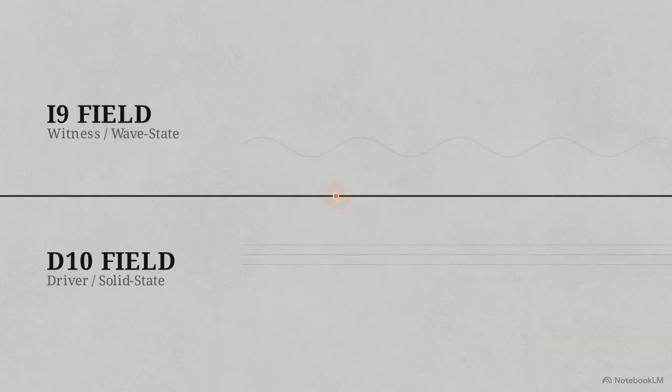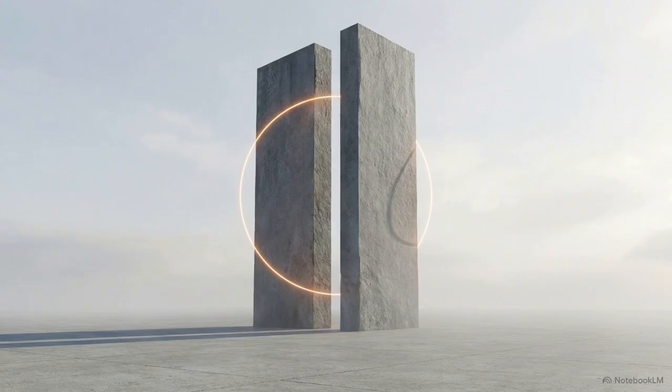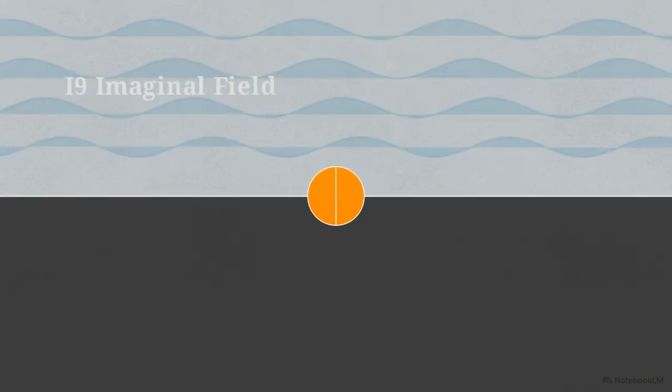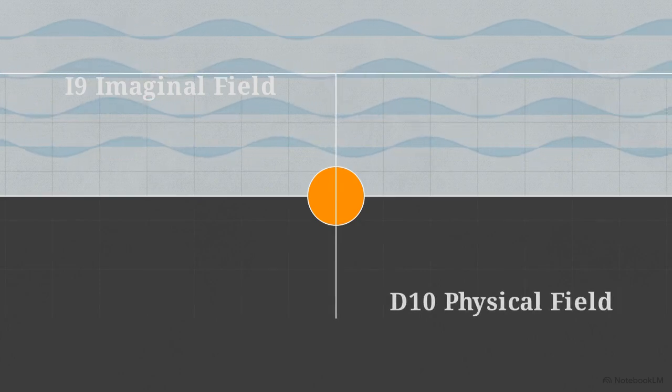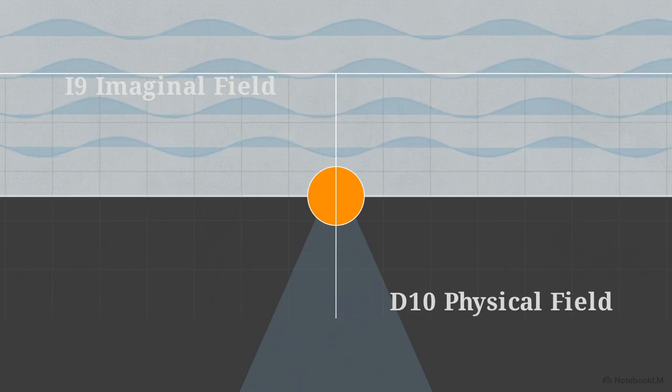At the center of this intersection lies the primary testing node. It is the family unit, or the unified pair. The node sits on the boundary line separating the I9 wave state from the lower D10 solid state. The pair serves a single structural purpose: to transmit I9 light into D10 physical reality.